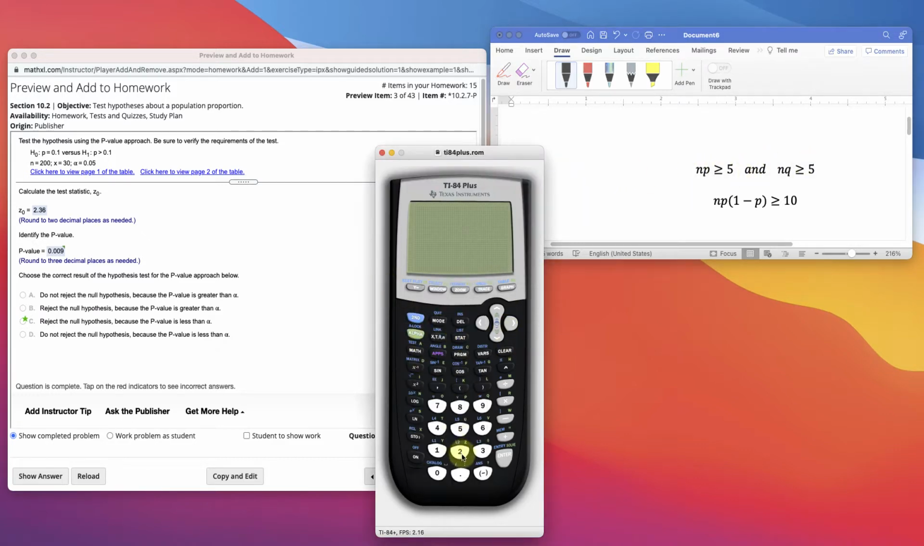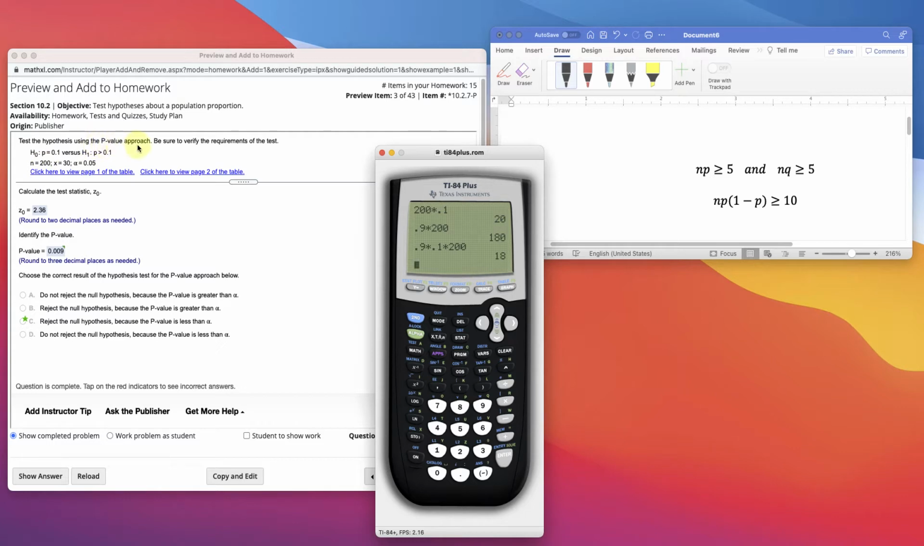So n is 200 times 0.1, our p, is 20, and then 0.9 times 200. Of course, they both pass, so we can use this method. Down below under Sullivan, npq, right? 1 minus p is just q, so 0.9 is q, 0.1 is p, kind of going backwards, times 200. Passes. So we can use the normal method to test this claim.